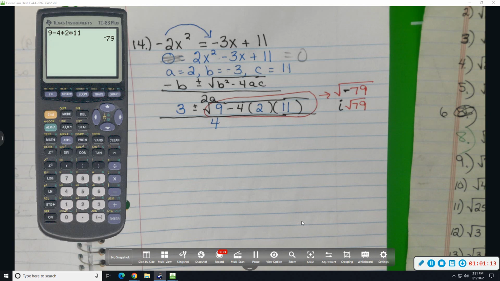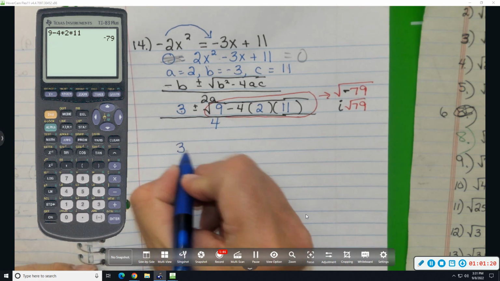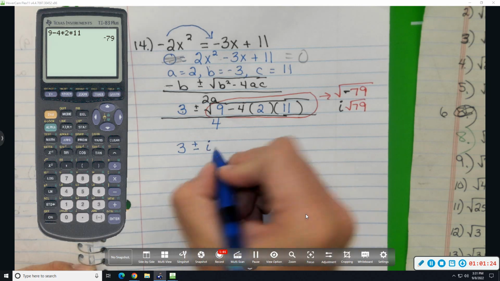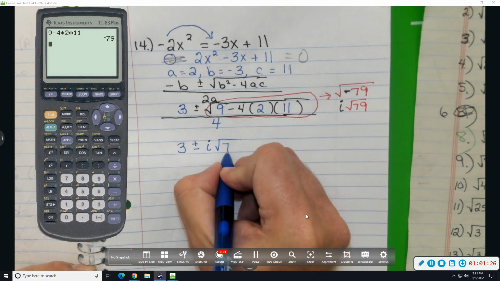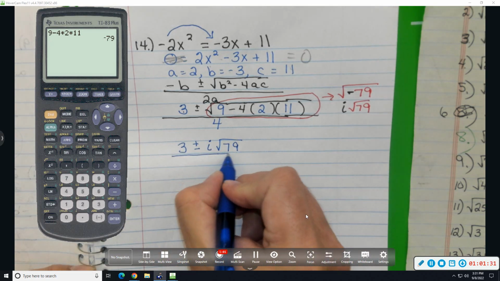So I'm now going to write it all in just one color. We'd have a 3 plus minus i square root of 79 all over 4.